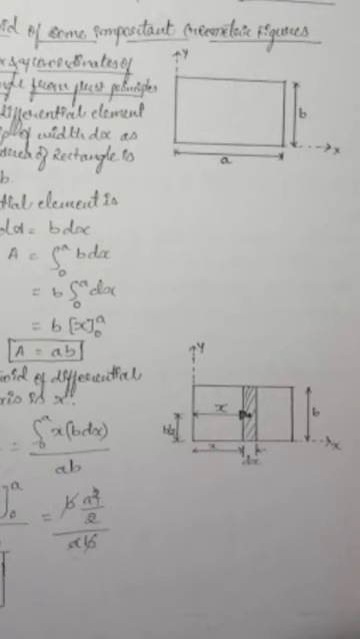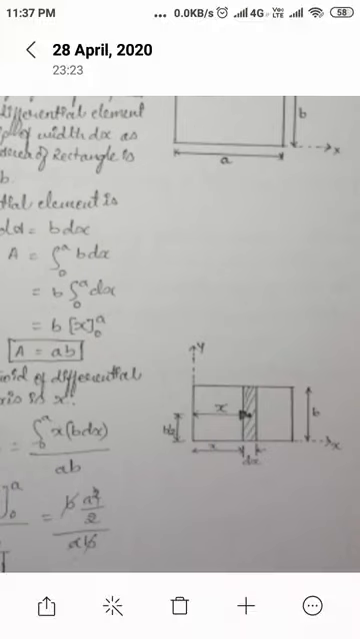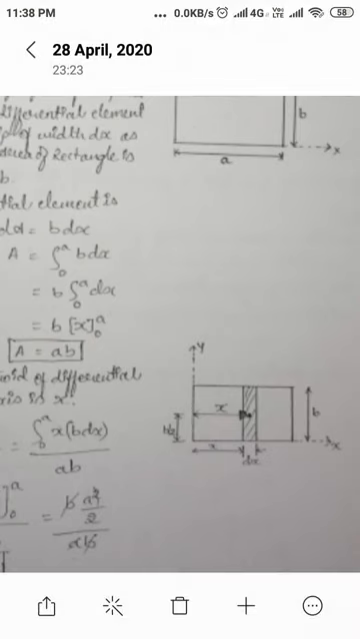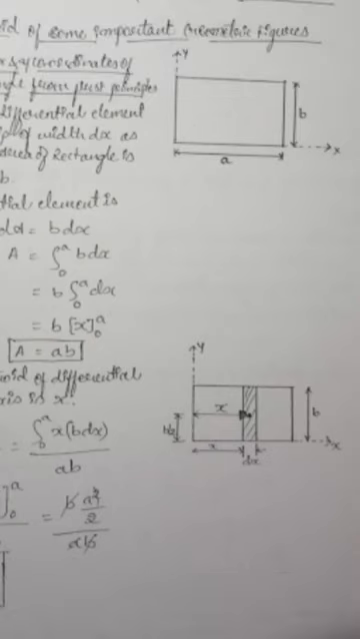Now I want to find the area of that small strip. You can see in the left corner there is an integration equation. It varies from the bottom, 0 level, to the top level, area A. The area of that small strip is breadth into depth. Breadth is dx, depth is b. So the area is b into dx, as I have written here.